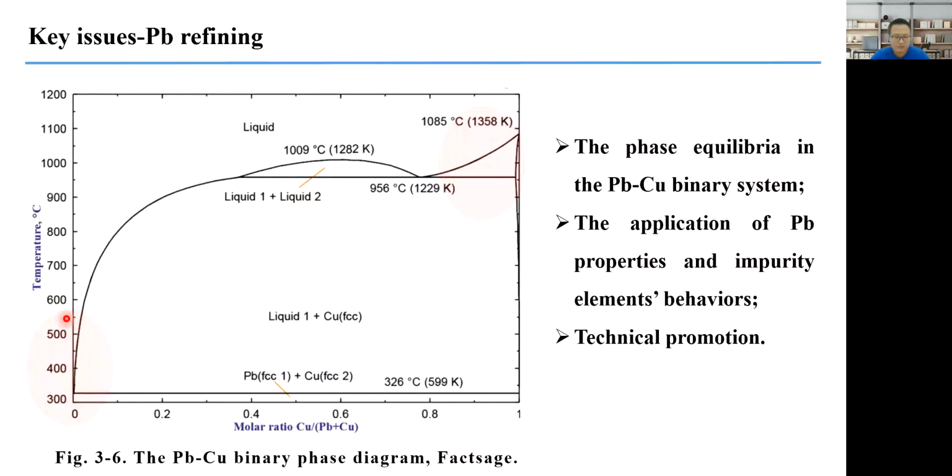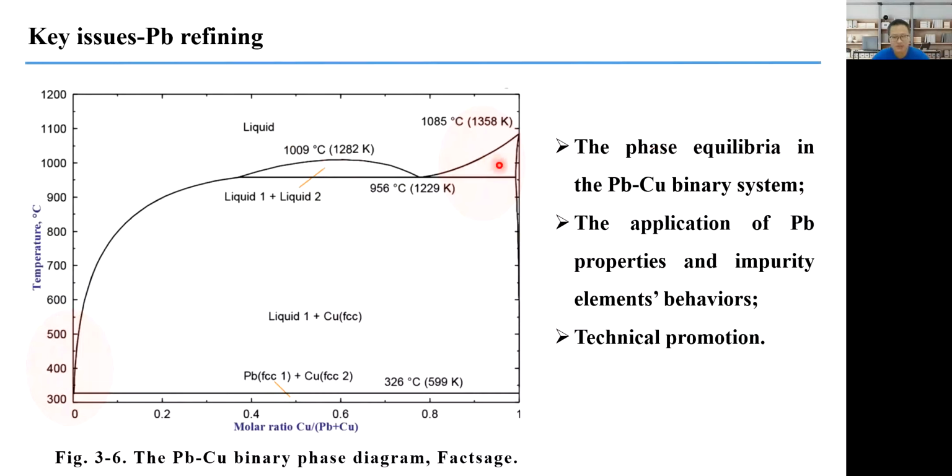Obviously, this is the lead-rich corner, which can be utilized in lead refining applications. And here, this is the copper-rich corner, which should be used in fire refining. When we want to apply this binary system to these applications, we should know the phase equilibrium. This is the fully liquid region, and there are two liquids: one is rich in lead, and the other is rich in copper.